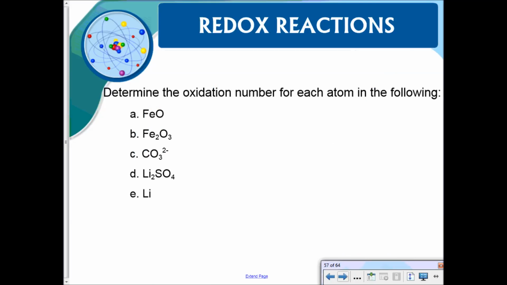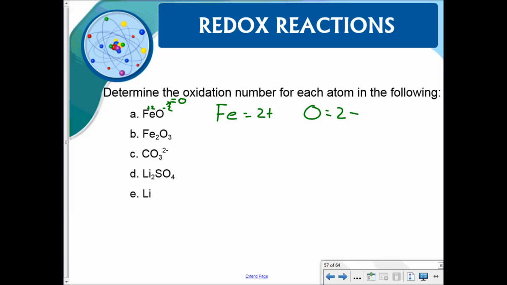All right, so let's work this. It says determine the oxidation number for each atom in the following. We have iron and we have oxygen. This is a compound, so overall it has 0 charge. The oxygen has a 2- charge, and there's only one of them. So what must the charge on the iron be? There's only one, so it must be 2+. If you add those up, you'll see they add up to 0.